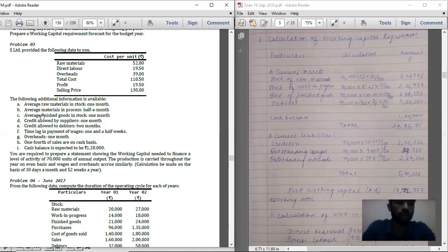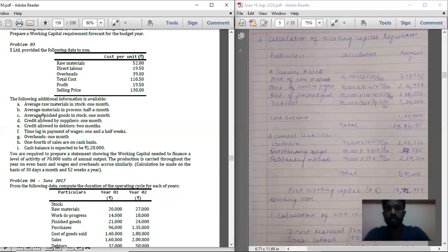So below that, the following additional information is available. Point number A, average raw material in stock is 1 month. An average material in process, that is work in progress, is half a month. Half a month means 15 days. Average finished goods in stock is 1 month. So finished goods also 1 month. And credit allowed by suppliers is 1 month, which means creditors for raw material, that is creditors for purchases, 1 month, whereas credit allowed to debtors is 2 months.